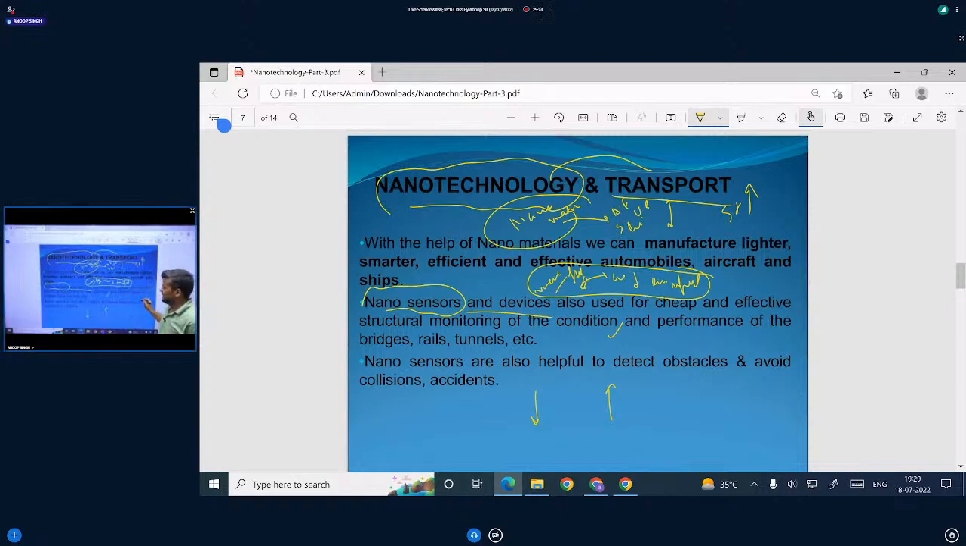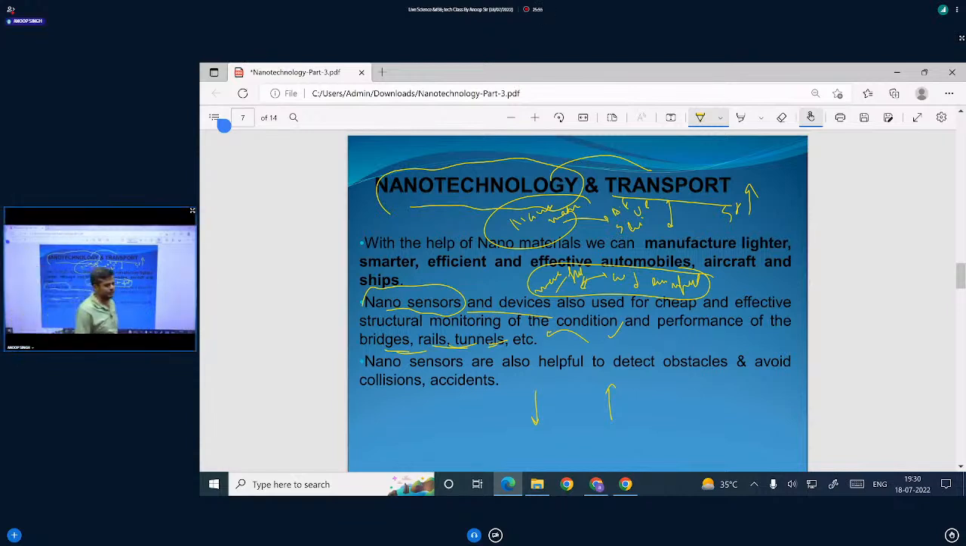As you know very well, these are the important medium of transportation, especially in the borders area and sensitive areas. And most of the time, they are targeted by the enemy, or you can say anti-social elements. So to protect these systems, these nano sensors are used. If something goes wrong, they send the alert message.